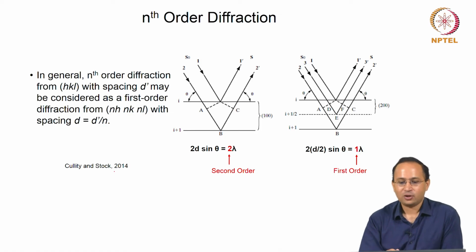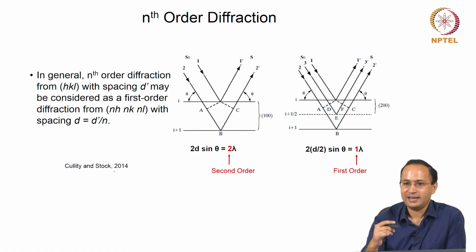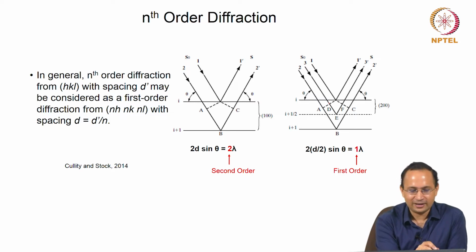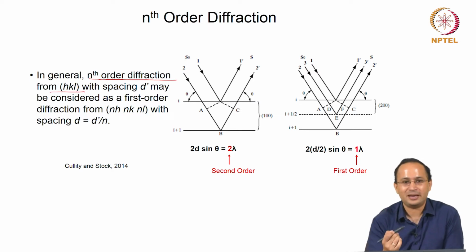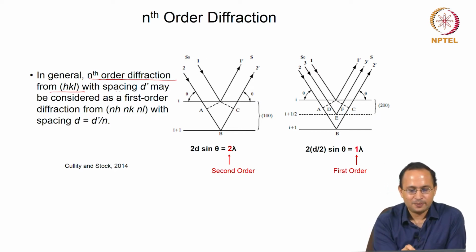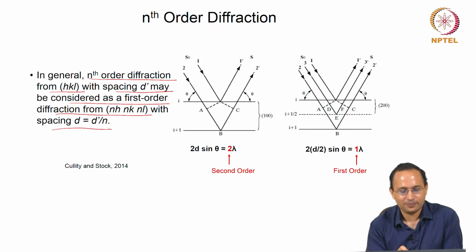We will look into now nth order diffraction. So far we looked at A, B, like you had surface atoms, then one layer below surface atoms. But there could be further more, right? So in general, you see nth order diffraction from HKL, again HKL we are using, it is the plane. We discussed in the last lecture, HKL defines plane. With spacing d dash may be considered as a first order diffraction from nh, nk, nl with spacing d dash over n. What does that mean?